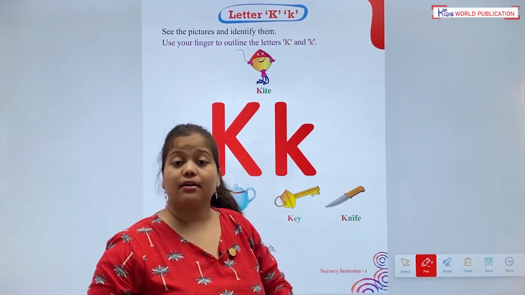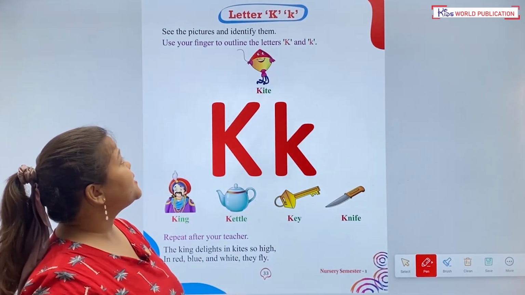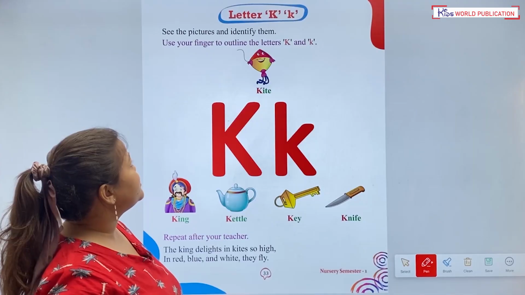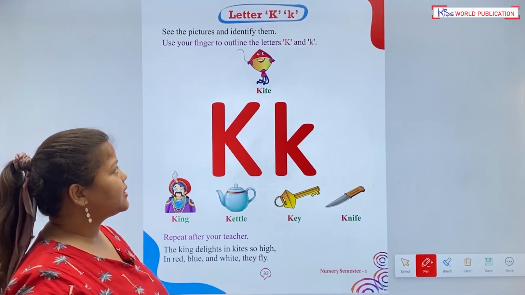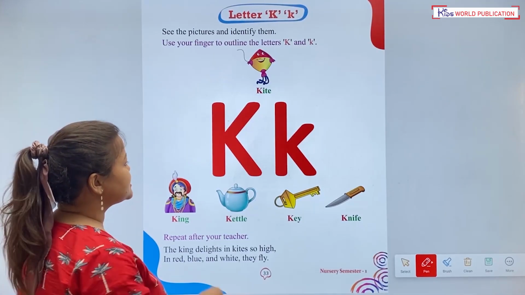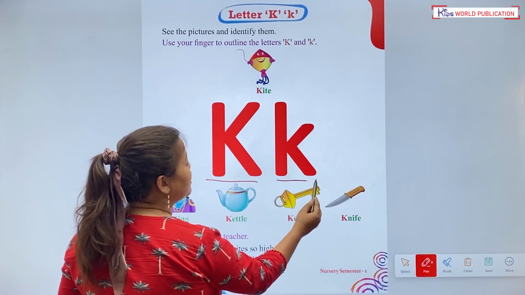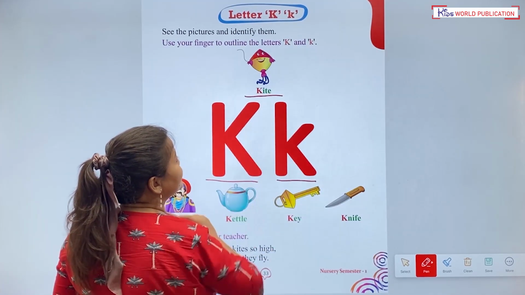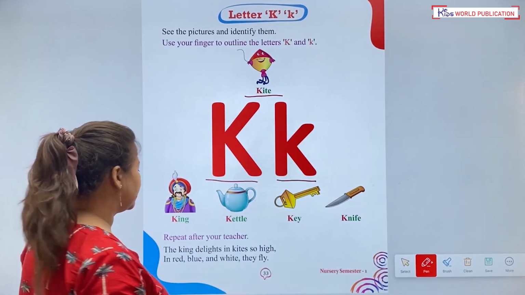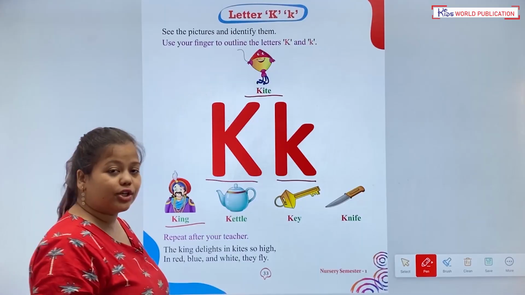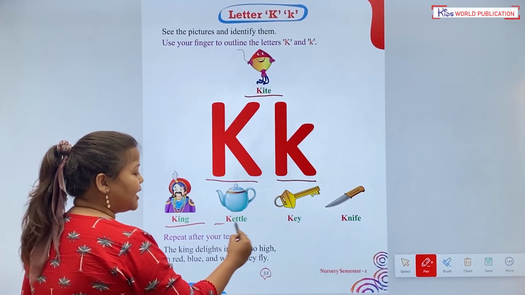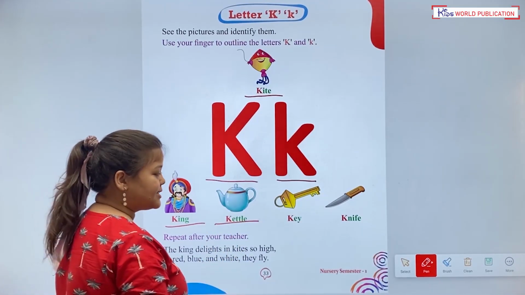Letter K, K. See the pictures and identify them. Use your finger to outline the letter K and K. This is the letter K, K. K for kite, K-I-T-E, kite. King, K-I-N-G, king. Kettle, K-E-T-T-L-E, kettle.